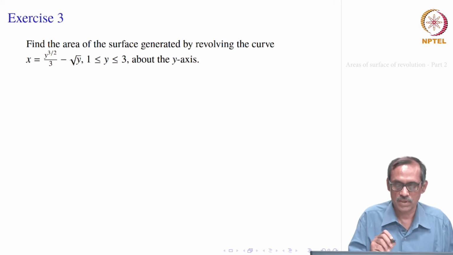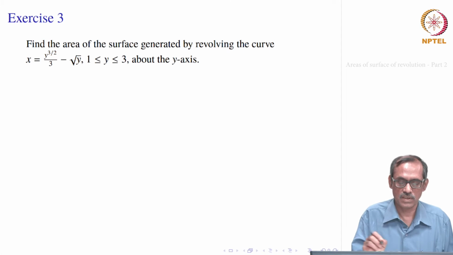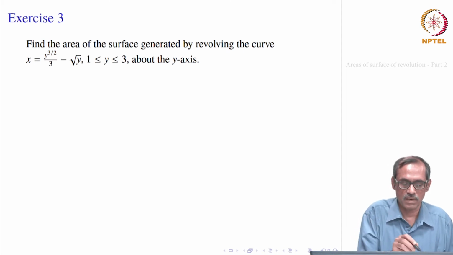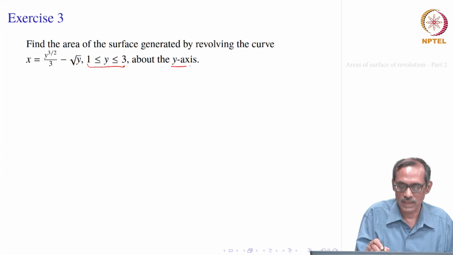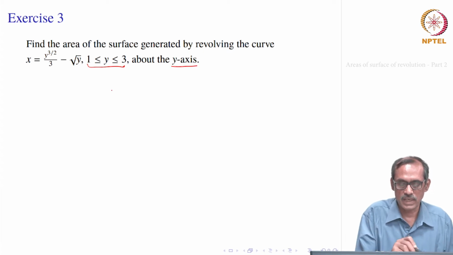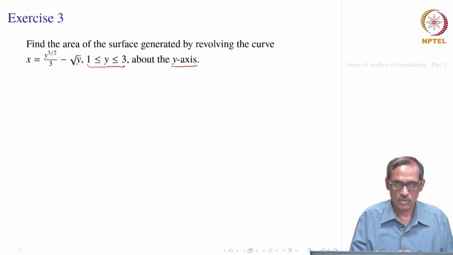Find the area of the surface generated by revolving the curve. It is always the portion of the curve, right, revolving the curve x equal to y to the power 3 by 2 by 3 minus square root of y, where y varies from 1 to 3, about the y axis. So, it is already given. When the revolution is about the y axis, we need to express x as a function of y, and it is already given that x is a function of y. So, it is straightforward, we have to compute the derivatives and so on.